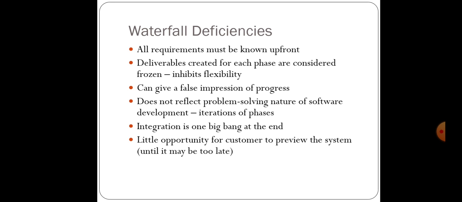Next, it can give a false impression of progress. That means though the user involvement is minimal, the management is tracking the progress. Maybe when you reach the last stage, the management views it as if the project is being completed, but some changes were required as the user is not involved. So it was giving us the false impression, yes, the progress is okay and we are through with the project. So this is also a negative point of waterfall model.